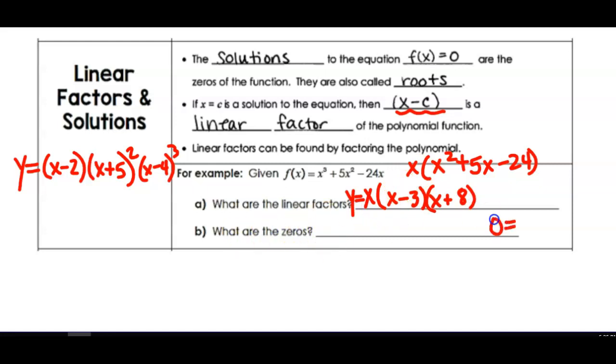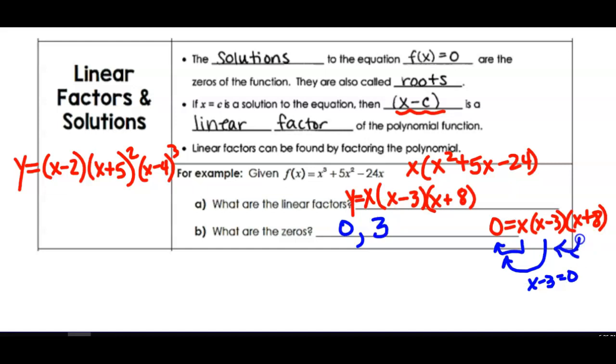So where are the zeros? If we set this equal to 0, I hope you're comfortable that either x equals 0, x minus 3 equals 0, which makes x 3, or x plus 8 equals 0, which would make x negative 8. Okay, that's the slowest I'm ever going to do one of those. You should be able to look and go 0, 3, and negative 8. All right.